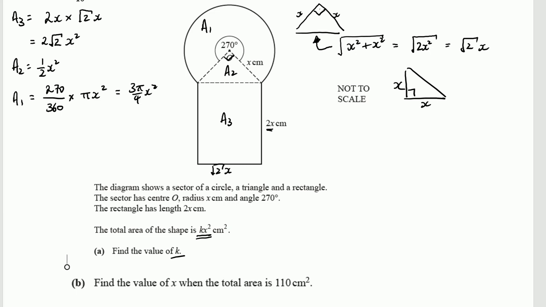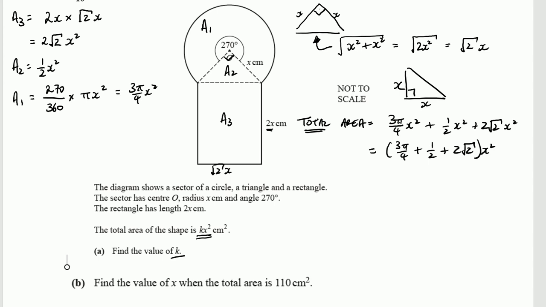So the total area is equal to 3 pi over 4 x squared plus a half x squared plus 2 root 2 x squared. Now if it wanted an exact answer, I wouldn't be able to work out pi or the square root of 2 as a decimal here. If I want to know what the value of k is, that's the thing multiplying x squared, I could factorize x squared out of all 3 of these terms and be left with this. So this whole thing over here is k. As an exact answer, that's what we'd be dealing with.